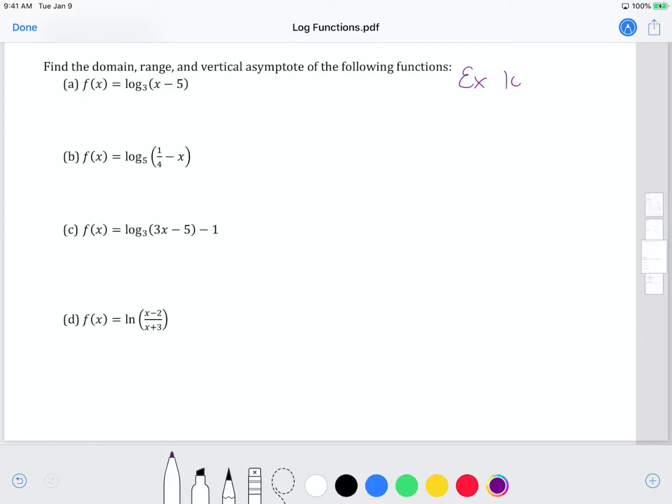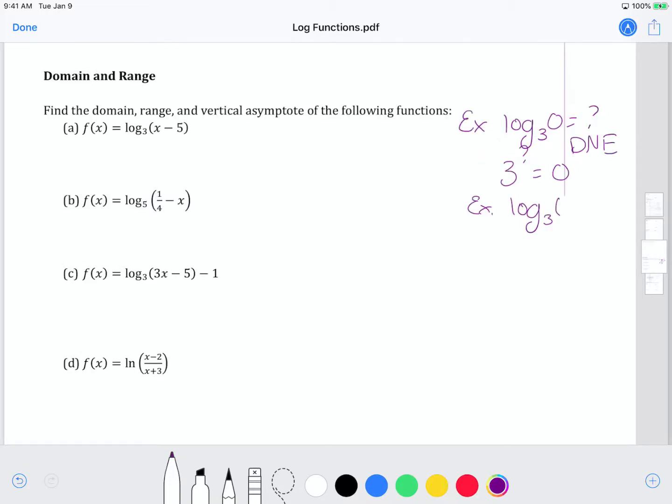So for example, log base 3 of 0, that would not exist. There is no exponent that I could raise 3 to and get out 0. That's impossible. And the other example we said was negative numbers. There is no exponent that I could raise 3 to get out negative 3. That's impossible. So we're going to add that to our list of restrictions.